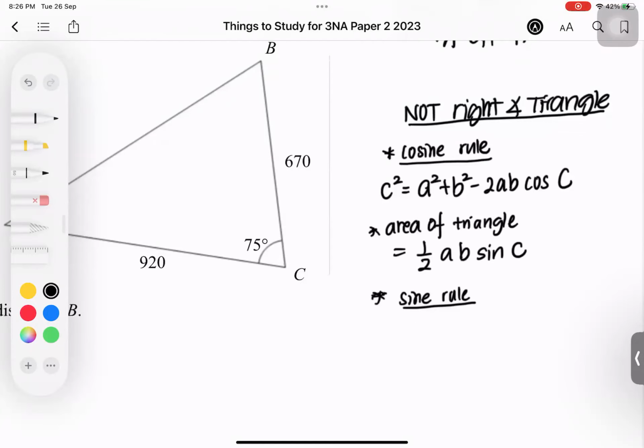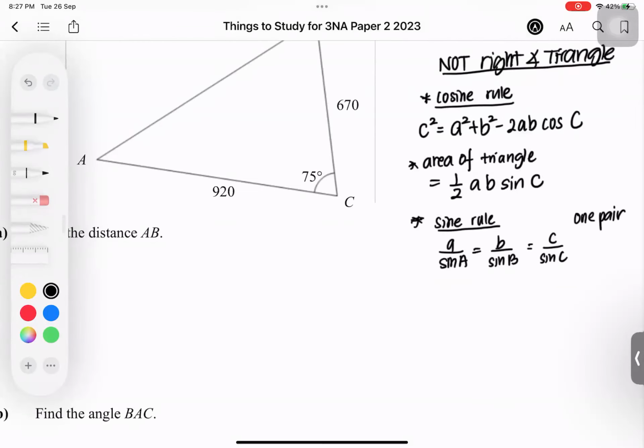Okay, sine rule: A over sine A, B over sine B equals C over sine C. We need at least one pair. Not all three, but one pair. So: cosine rule, area of triangle, sine rule. These are the common ones.